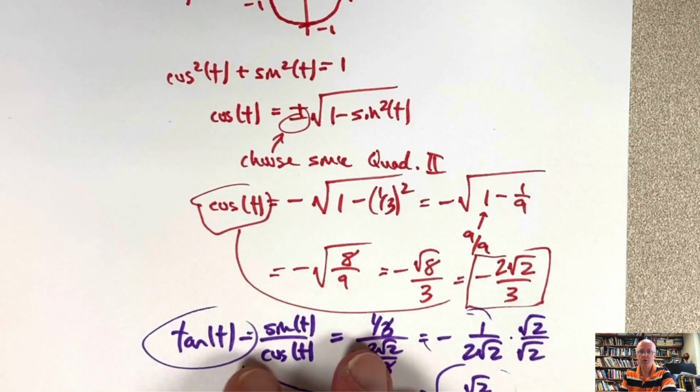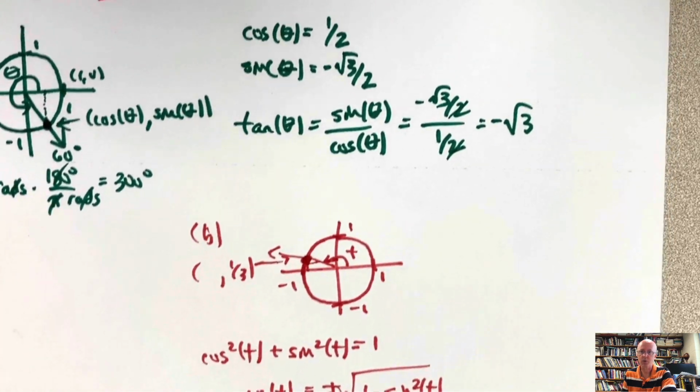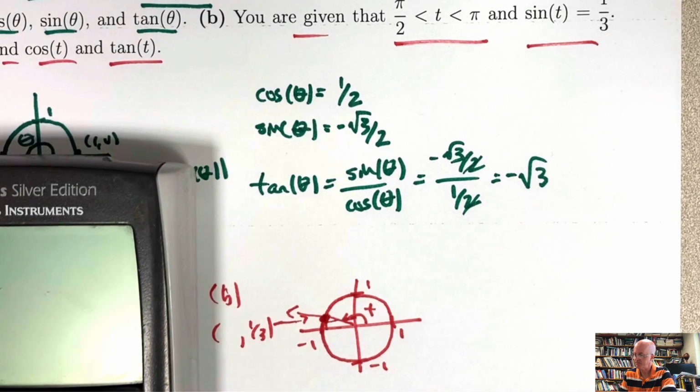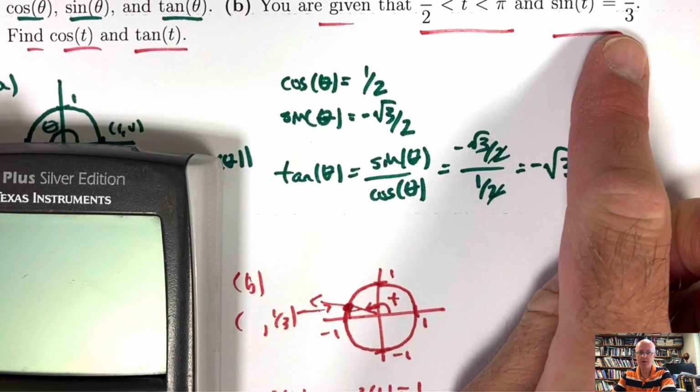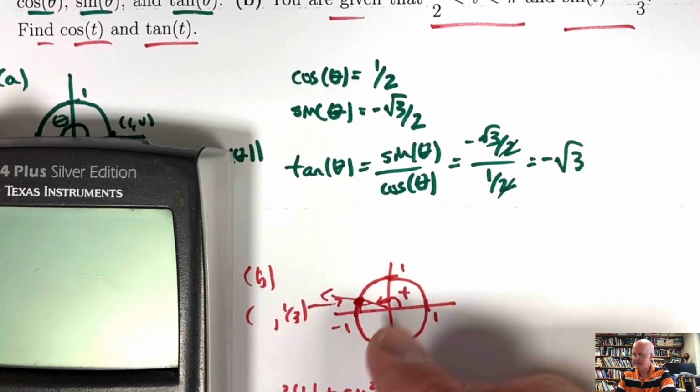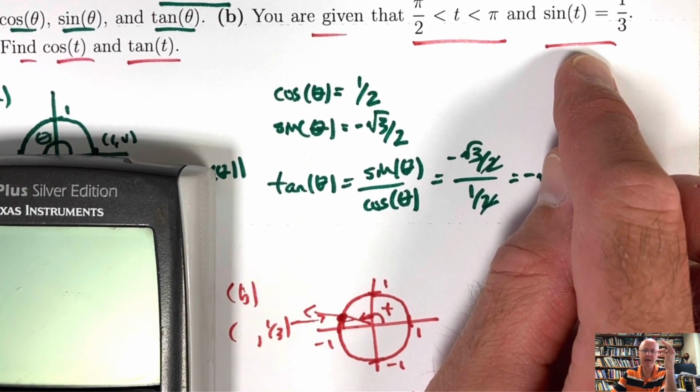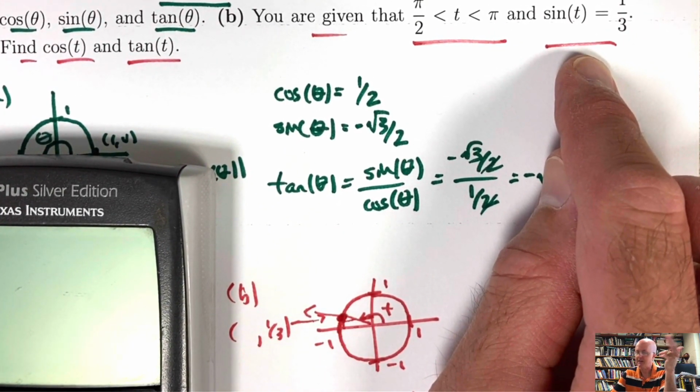Let's try it with an inverse trig function as well. You do have to be a little careful here. So you're told sine of t is 1/3, but t is in the second quadrant. So if you take the inverse sine of both sides of this, realize that you're going to get an answer in the first quadrant.